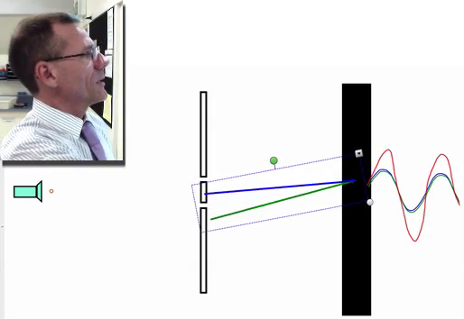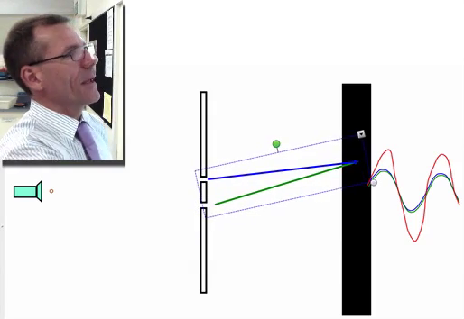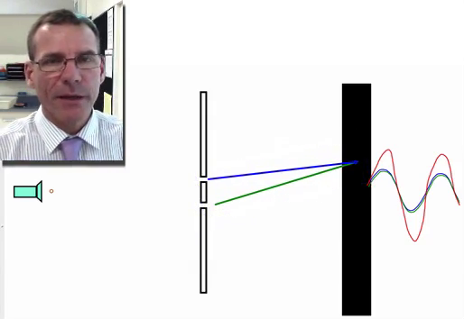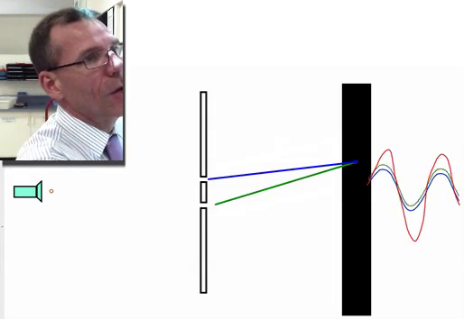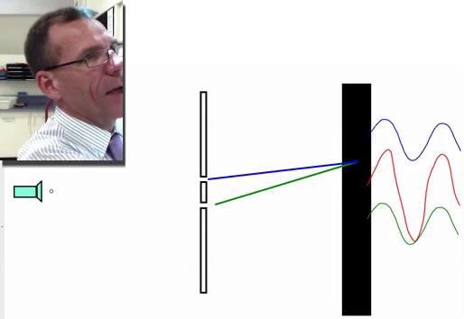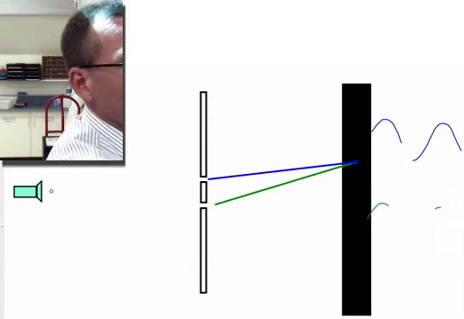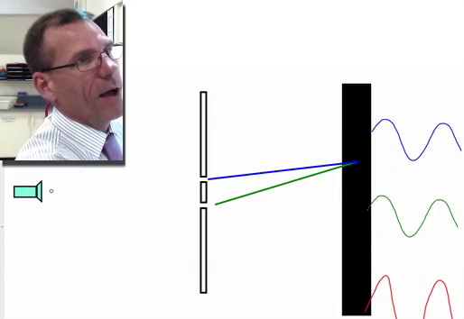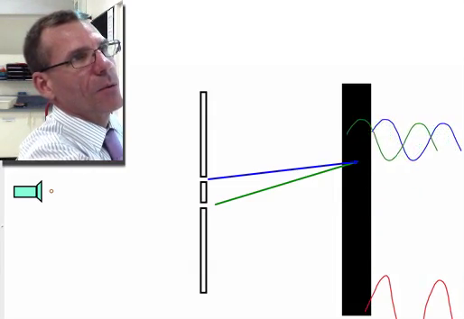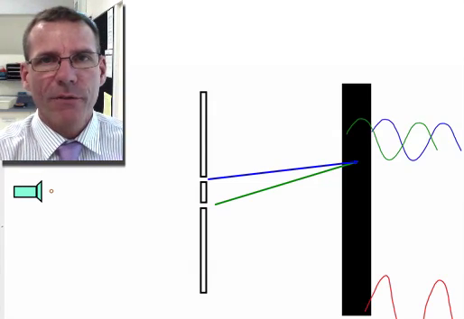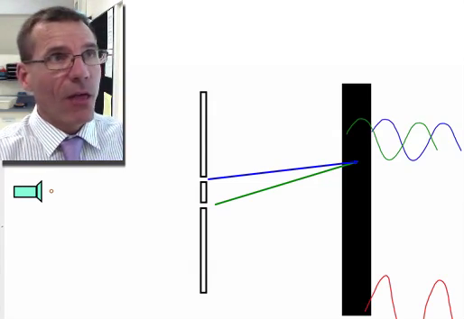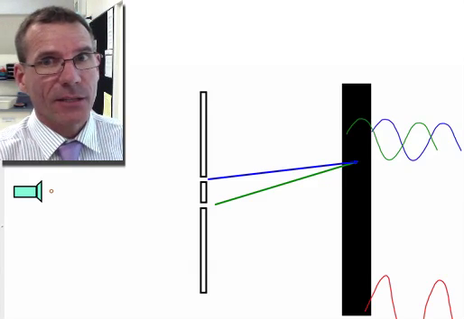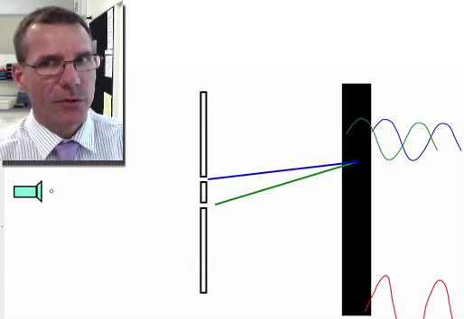What happens if we consider a little bit off to the side there? Well, you can see that the green light ray now has a further distance to travel. So the blue will arrive at that point on the screen, and the green one will arrive a little bit behind it. Well, there'll be a point on the screen where it arrives 180 degrees out of phase. They will superimpose and cancel out. In other words, there'll be a dark spot on the screen.